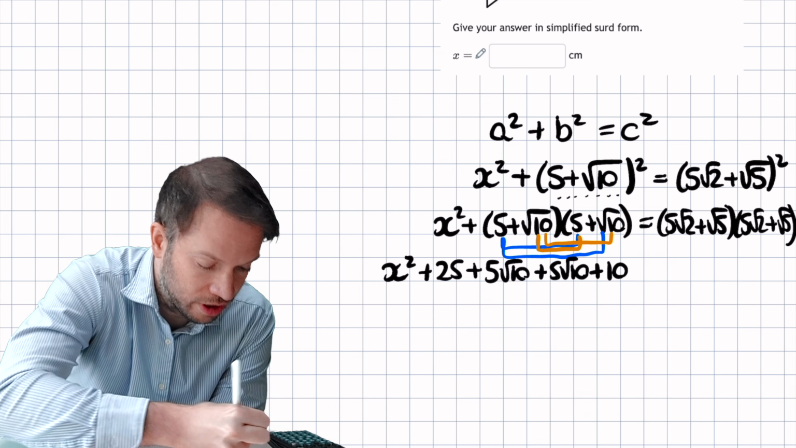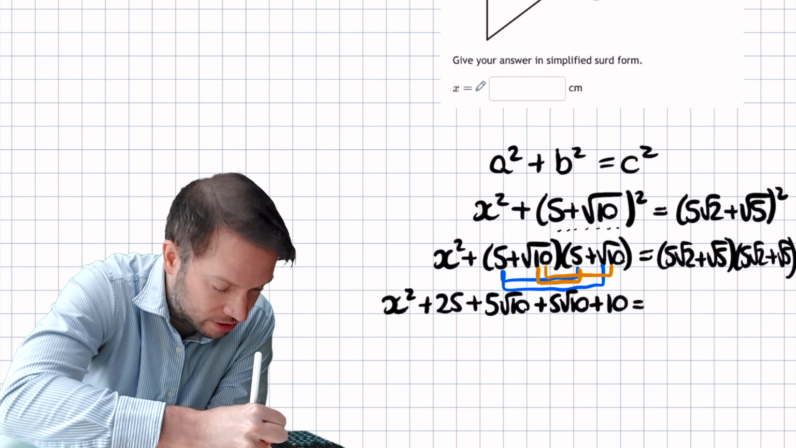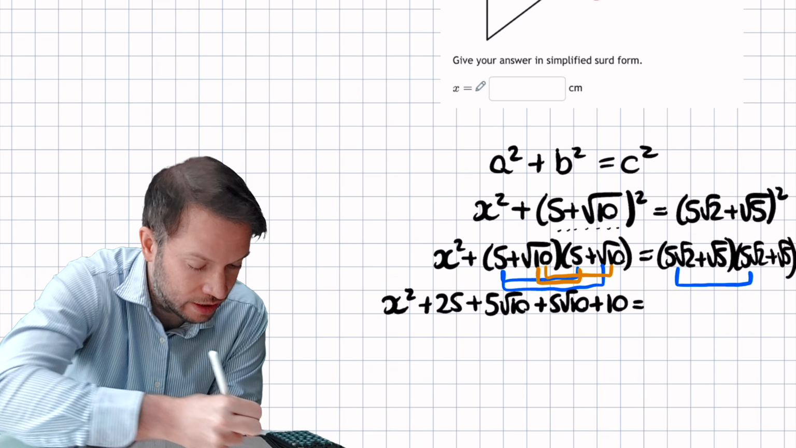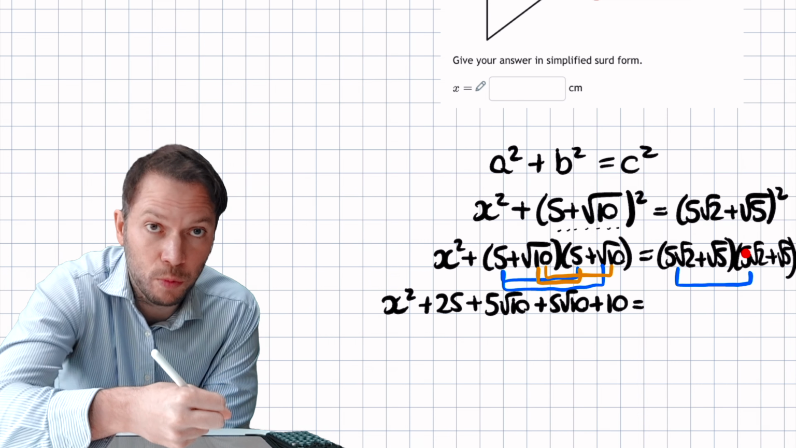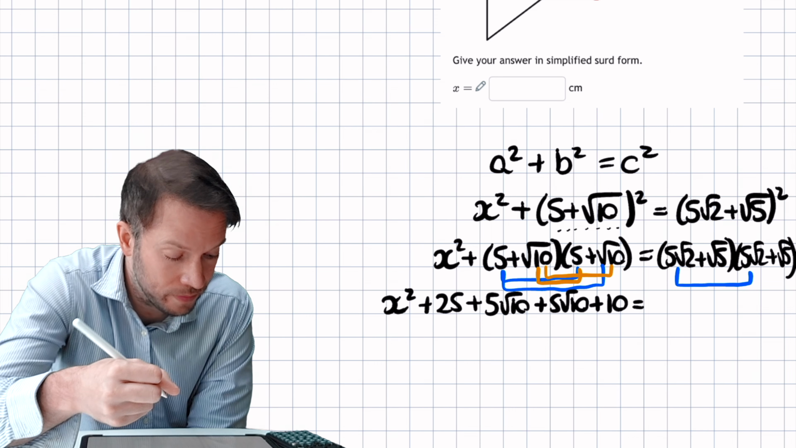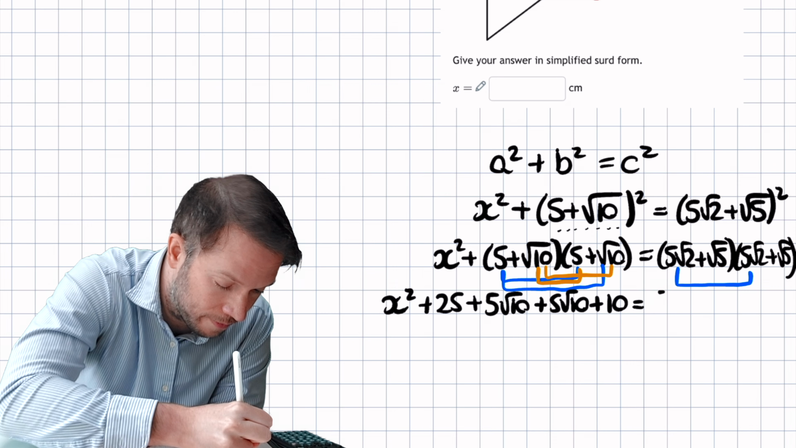And that is equal to, if we expand this out on the right, we do each term in the first bracket times each in the second. So 5 root 2 times 5 root 2. Now, the way you do this is you do 5 times 5, which is 25. And root 2 times root 2 is just 2. And then 25 times 2 is 50. So we've got 50 there.